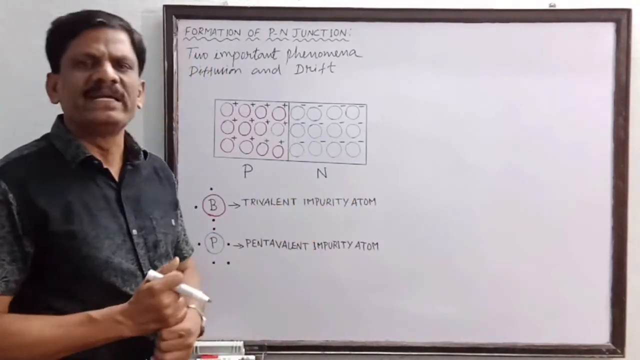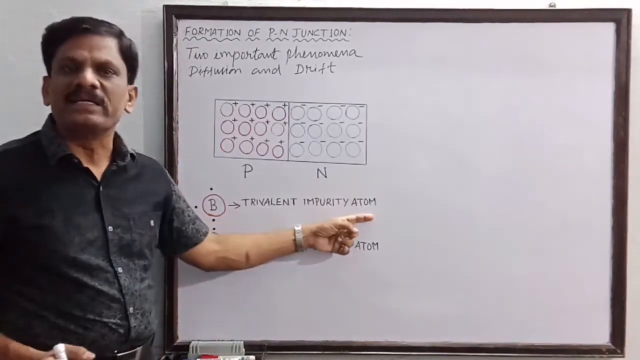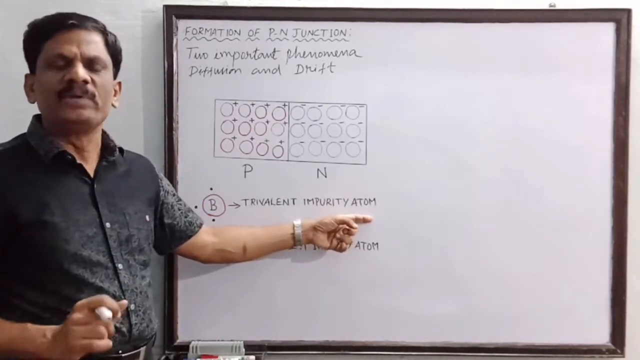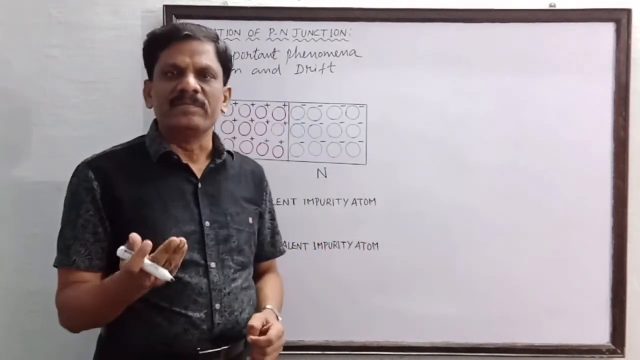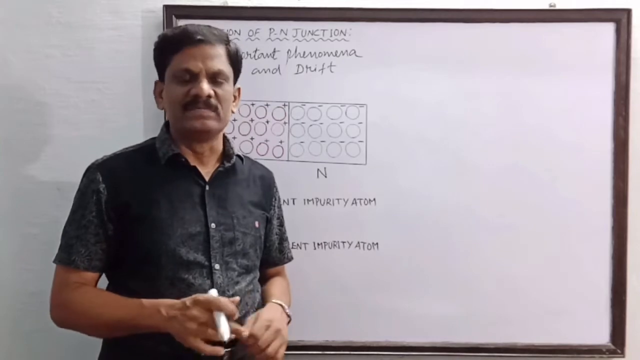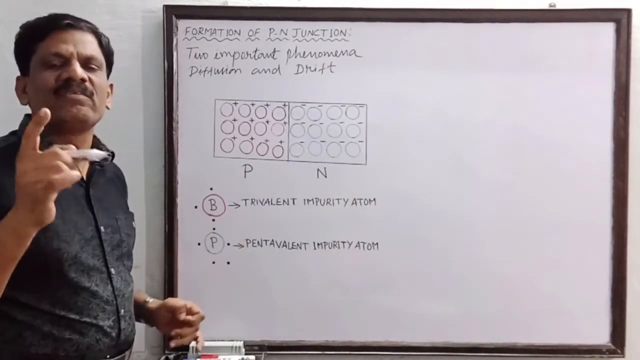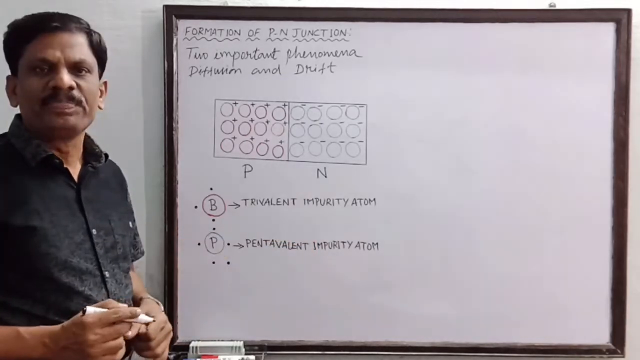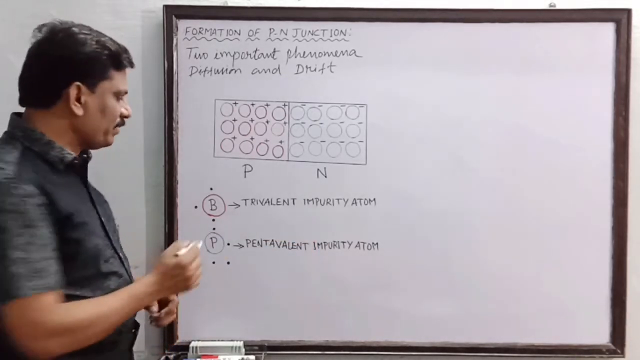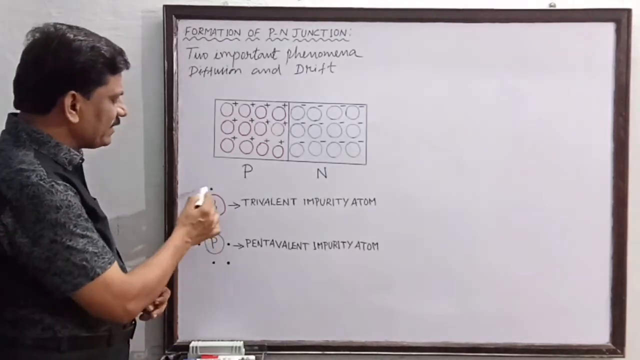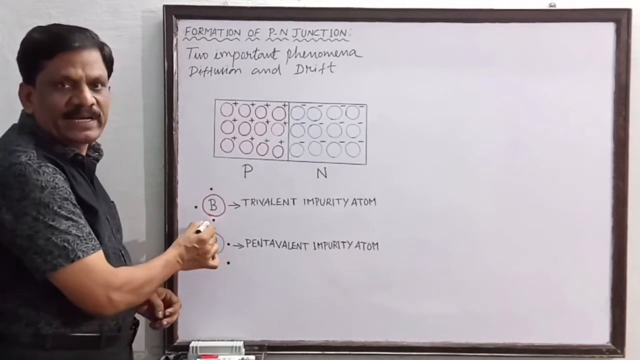Now, first of all, my dear students, what is meant by a trivalent impurity atom? For example, I can take aluminium, indium, boron, like that many atoms are there. I have taken a boron atom. What is the valency of a trivalent impurity atom? Valency is 3. So how many electrons are in the outermost orbit? The valence shell has 3 electrons, so this is 1, 2 and 3 electrons.